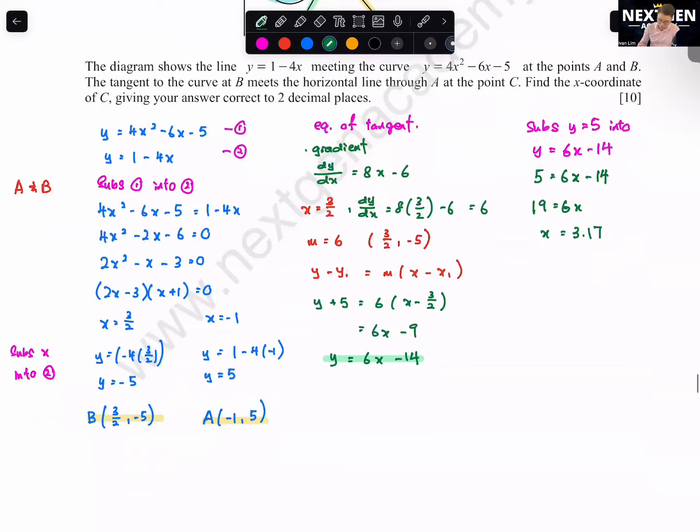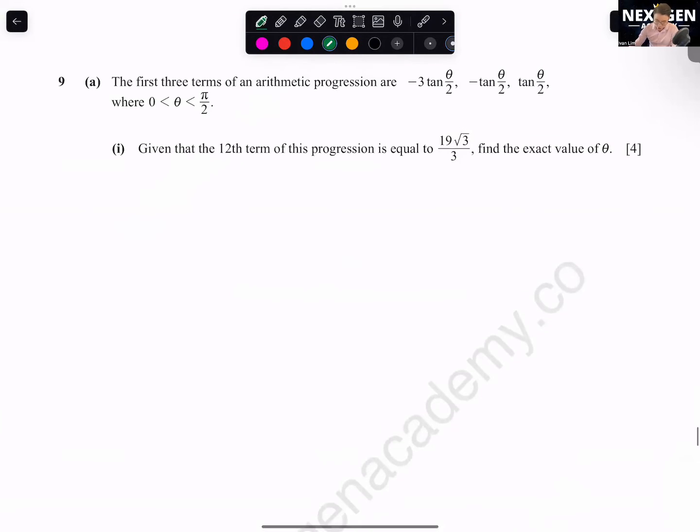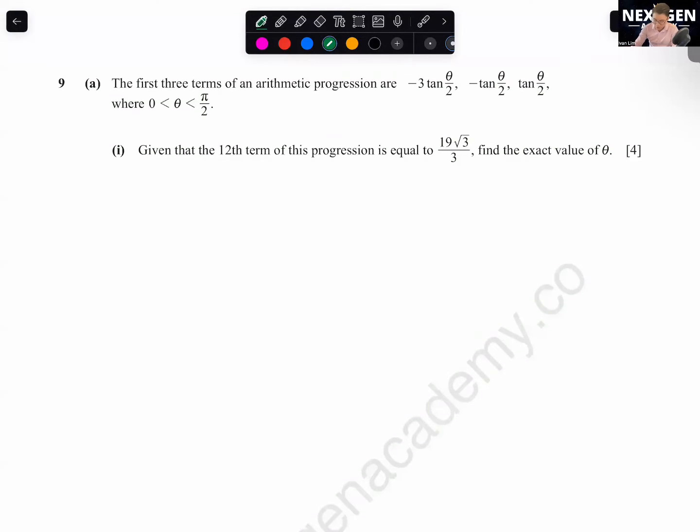Okay, let's go to the next one. Question 9. The first 3 terms of an arithmetic progression are these 3 terms here. A star depends on your current grade right now. Given that the 12th term of this progression is 19 root 3 over 3, find the exact value. I actually think this question 9 is a bit tricky, the 9a and 9b.